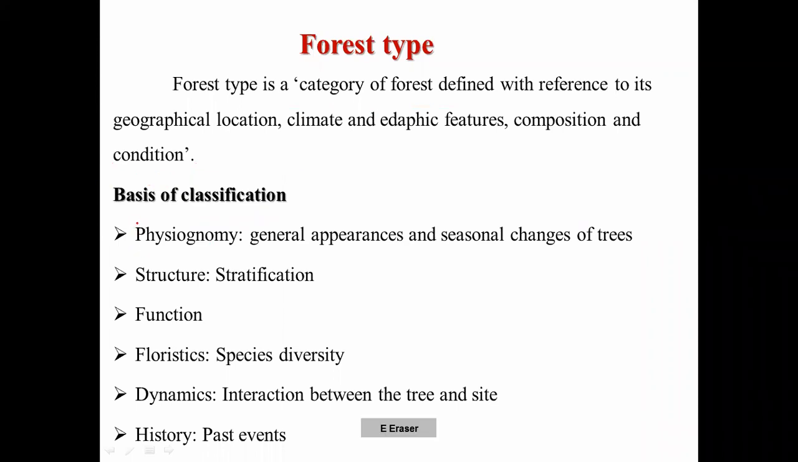Okay, one is called physiognomy. This is very, very important. Physiognomy is mainly the general appearance of a forest. So you are going to one particular forest, and it looks like an evergreen forest. If you take the data for a period of time, you can declare that it belongs to the evergreen forest. Or if you are in the tropical belt, you will declare it as tropical evergreen forest. That is your physiognomy, general appearance.